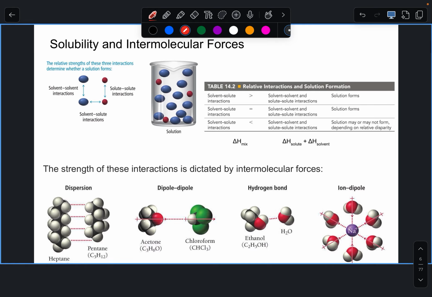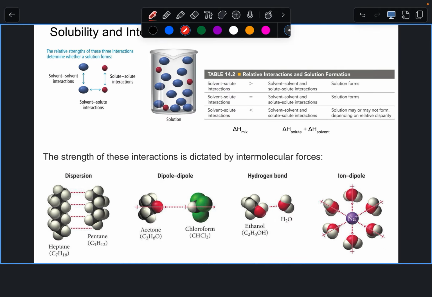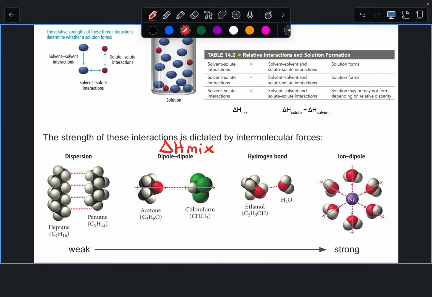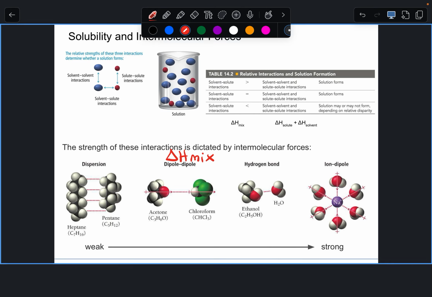Okay, so whether or not it's going to mix, like I said, is dependent on the interactions that the mixture has. That's what's drawn in these images down here, the two things mixing together. So the delta H of mixing would be determined by the interactions of the solute and the solvent, and then also breaking apart the interactions between the solute and breaking apart the interactions between the solvent.